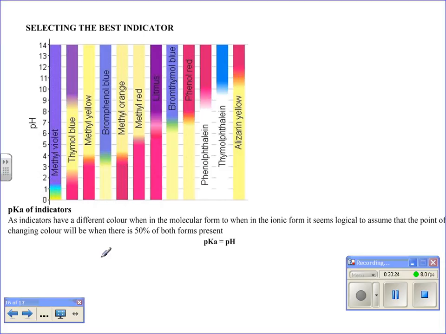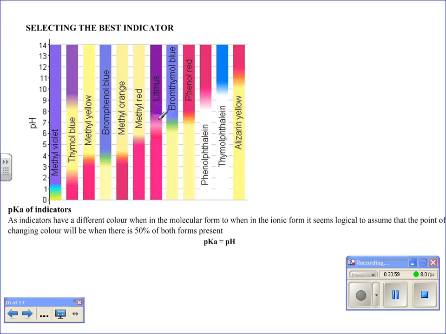Now selecting an indicator to do a titration is a really important lab technique. And what we are looking for is a solution that's going to change color as close to the equivalence point as possible. Now indicators themselves are actually weak acids, and so the presence of H plus in the solution is shifting a small equilibrium to change the color of the particular indicator.